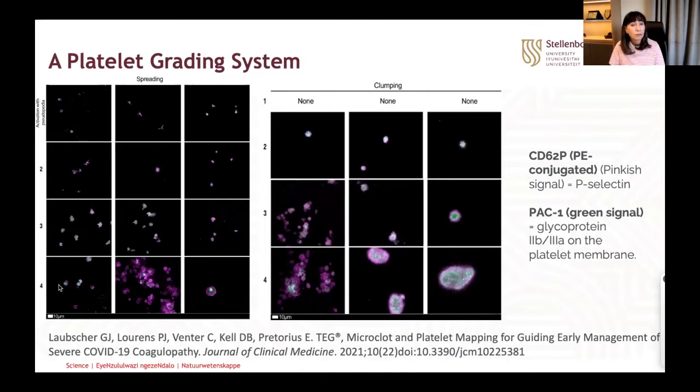The micrograph plate on the left and the top row shows examples of platelets from healthy control samples with minimally activated platelets. This is stage 1. This plate shows increased platelet spreading and the beginning of clumping. The micrograph plate on the right shows platelet clumping.